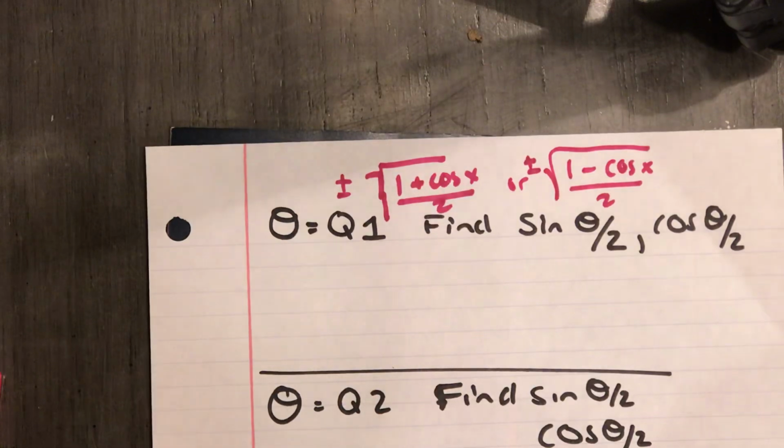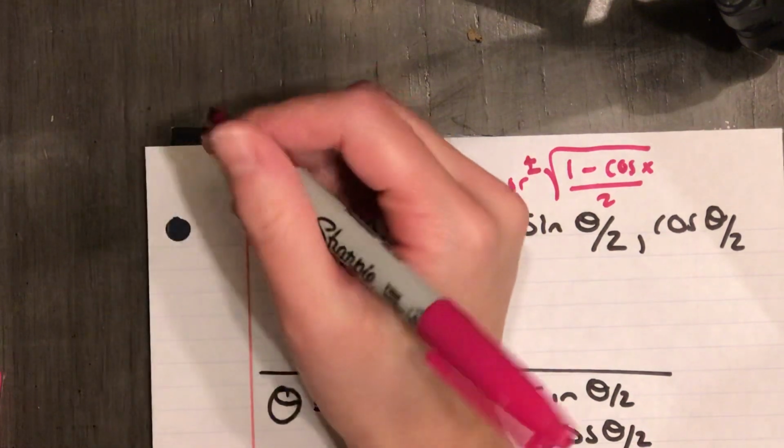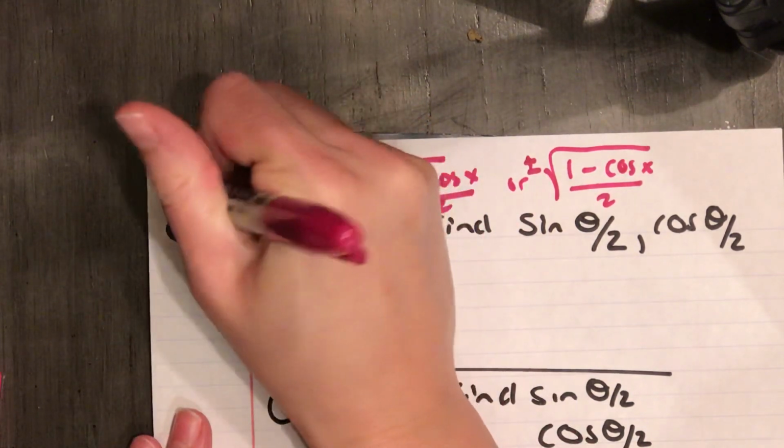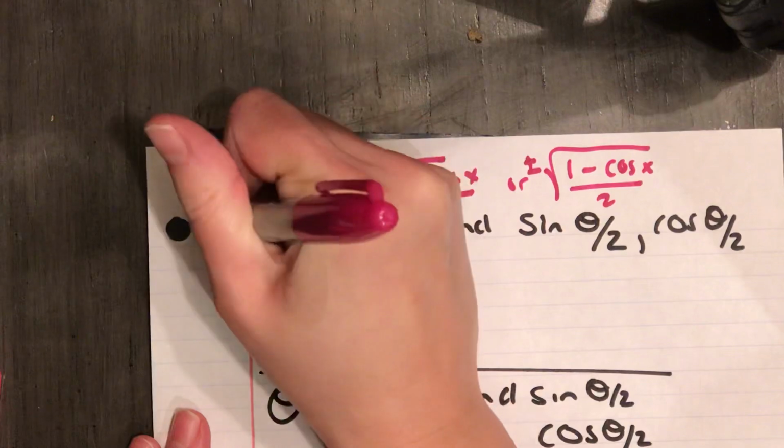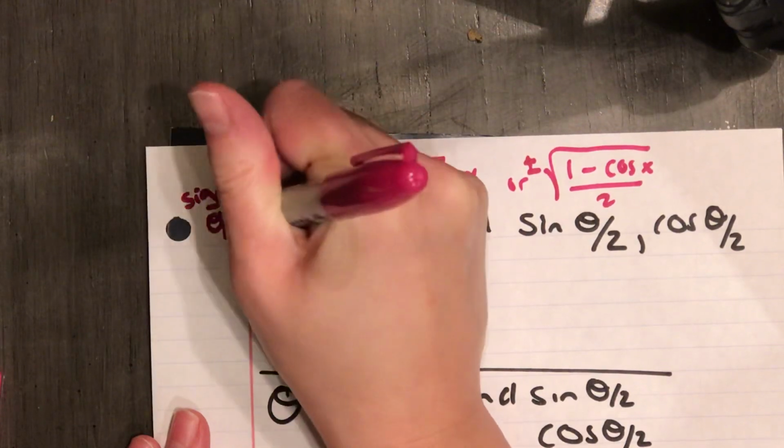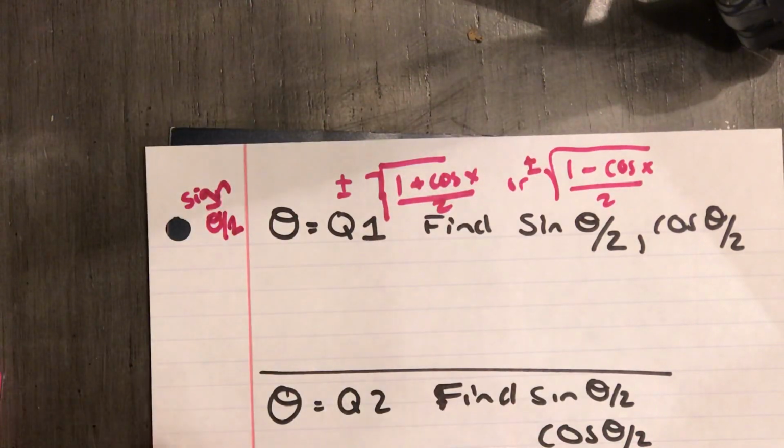Okay, so let me just make sure this is still in the frame. Yeah, okay. So what you're going to do is look at the sign where theta over 2 happens to be. Okay, so what do I mean by that?